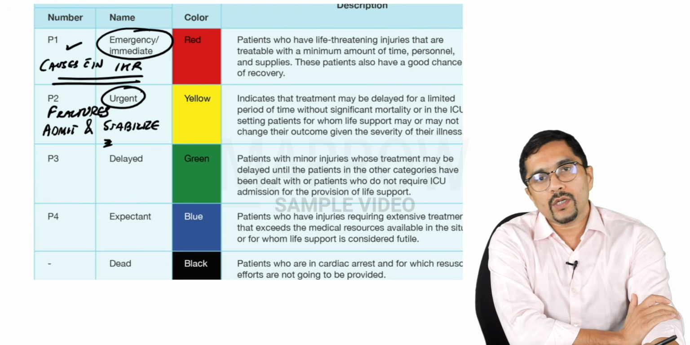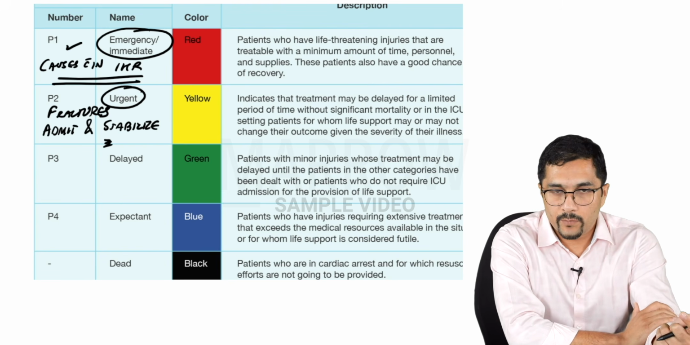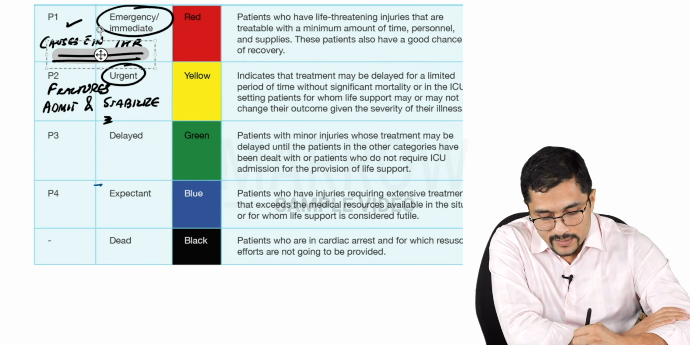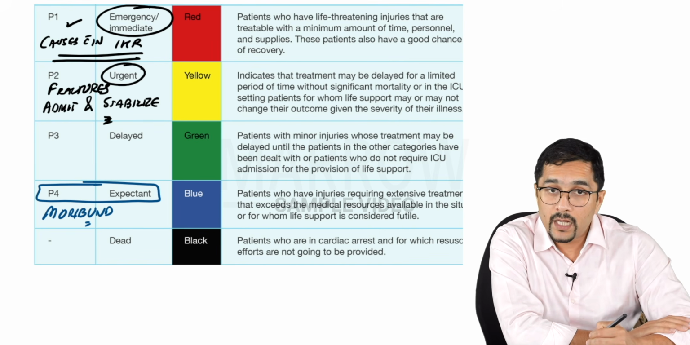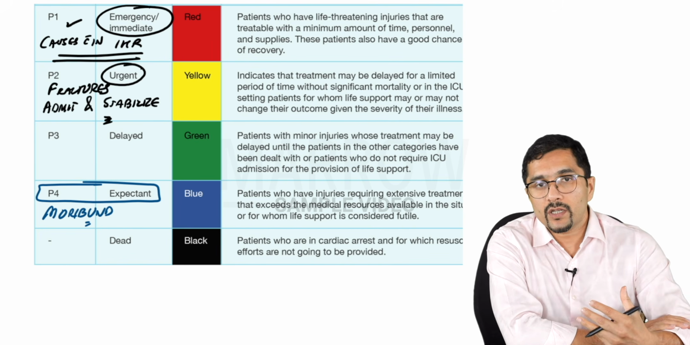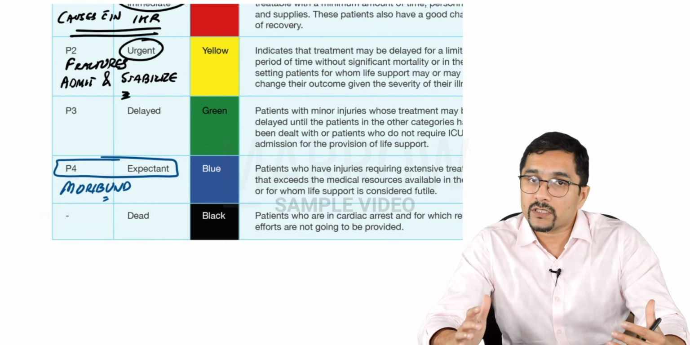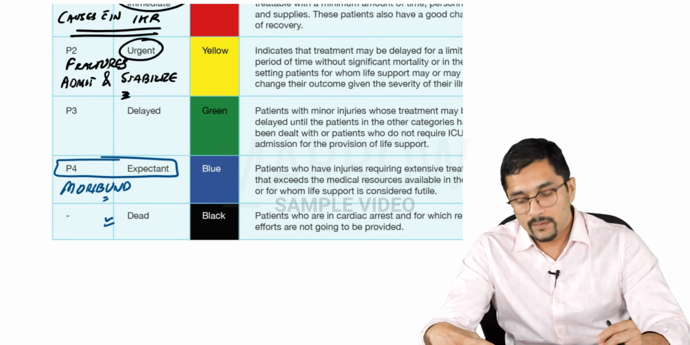Green, I've already told you, are walking wounded, where you just give them first aid and then you send them home. The new category which has been added is blue. Blue is the expectant category, and this is for moribund patients. Moribund means those who are about to die. So we just make them comfortable, we give them pain relief, but unnecessary interventions are not done. And dead bodies are labeled as black.